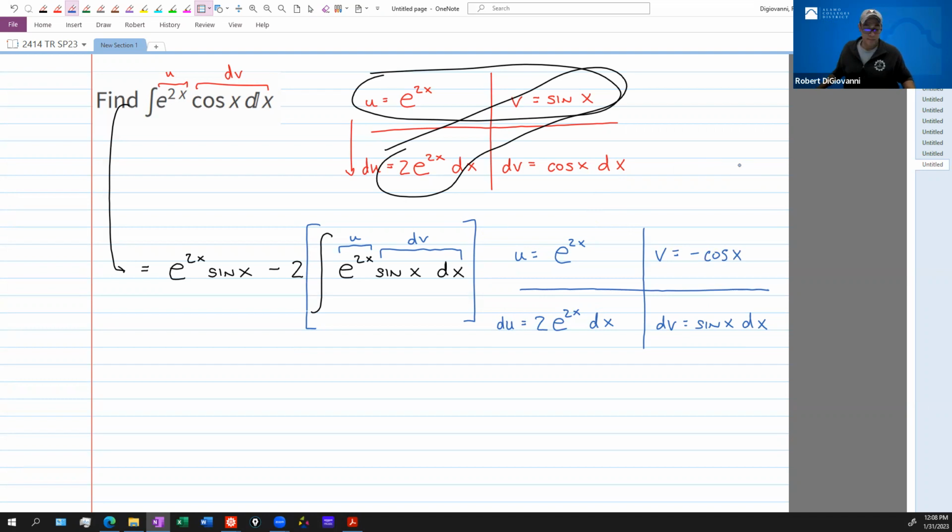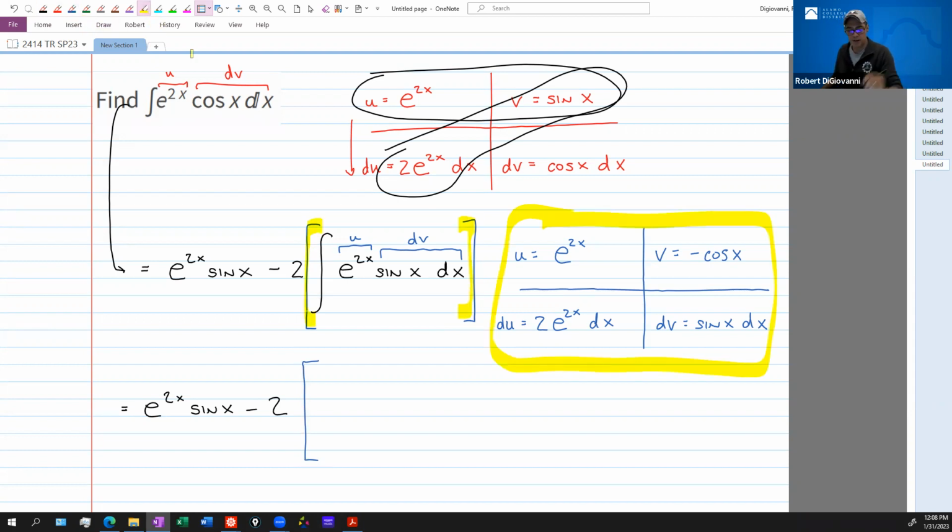All right. Here we go. This is equal to e to the 2x sine x minus 2 bracket. Okay, everything in this bracket is this integration by parts thing, right? So we have another ultraviolet minus voodoo over here.